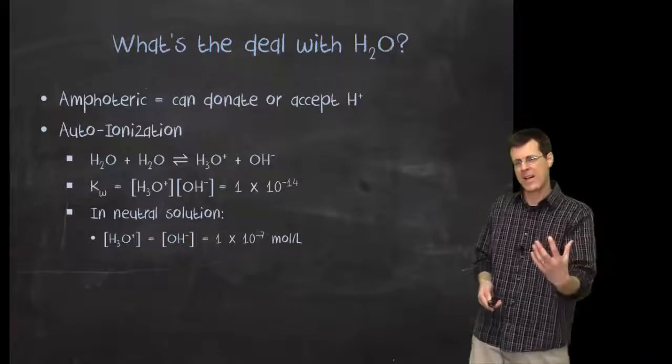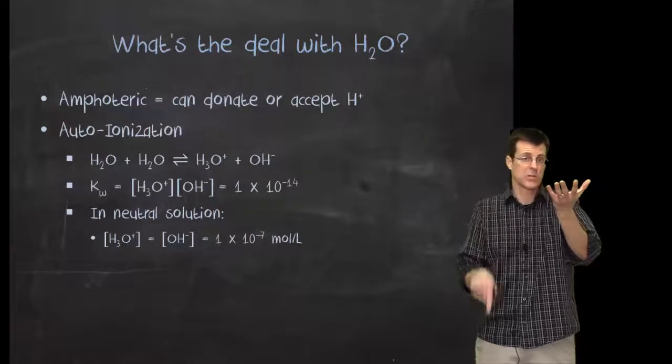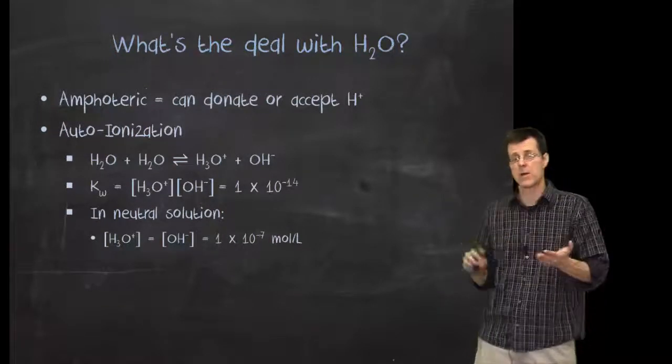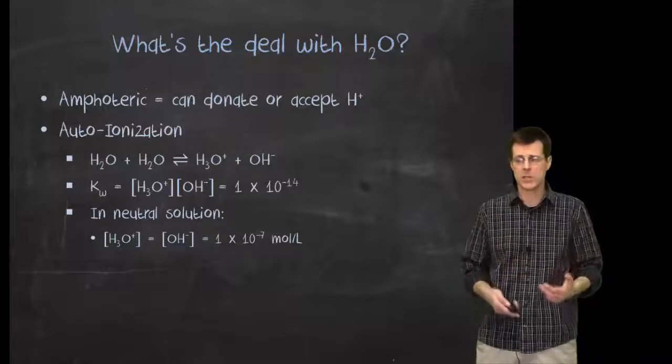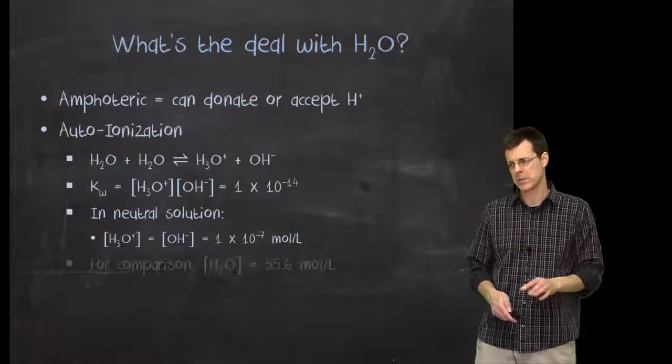Now, as I add acid, of course, the concentration of hydronium is going to go up. The concentration of hydroxide is going to go down. So that it always maintains that constant of 1 times 10 to the exponent negative 14 for the Kw. We'll come back to that in a little more detail another time.